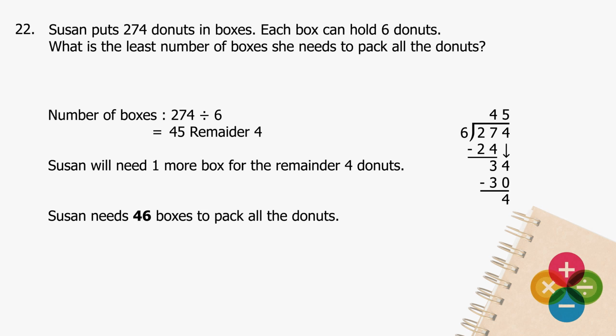The number of boxes needed will be, divide 274 by 6, and the quotient is 45, remainder 4. Susan will need one more box for the remainder 4 donuts. Susan needs 46 boxes to pack all the donuts.